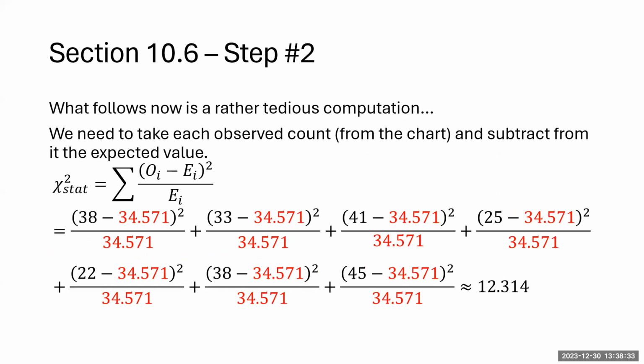Okay, so here it is. What we do is we take each observed count. So from the chart, the first count was 38. I subtract its expected count, which was 34.571.